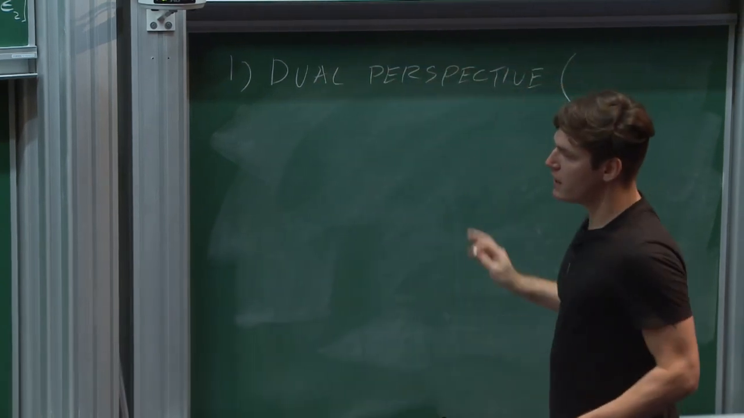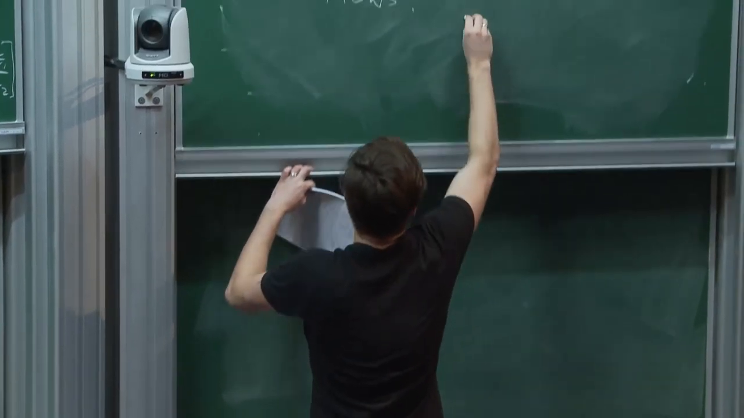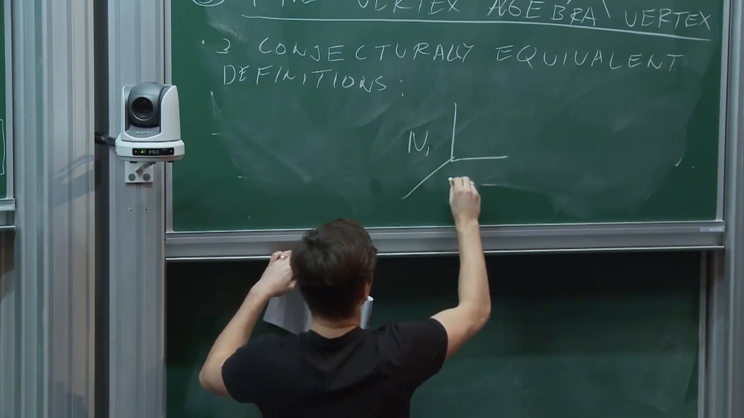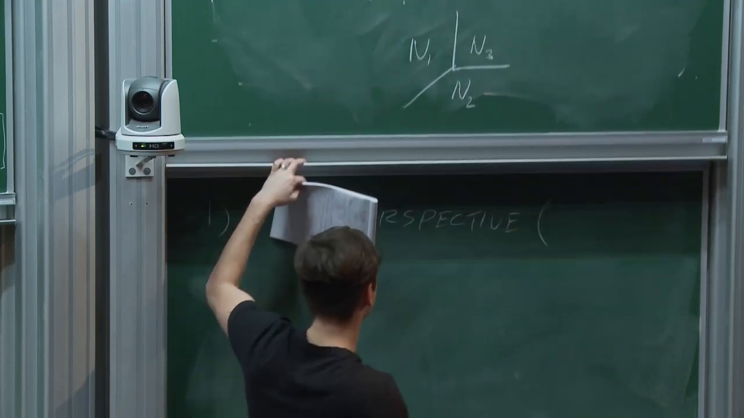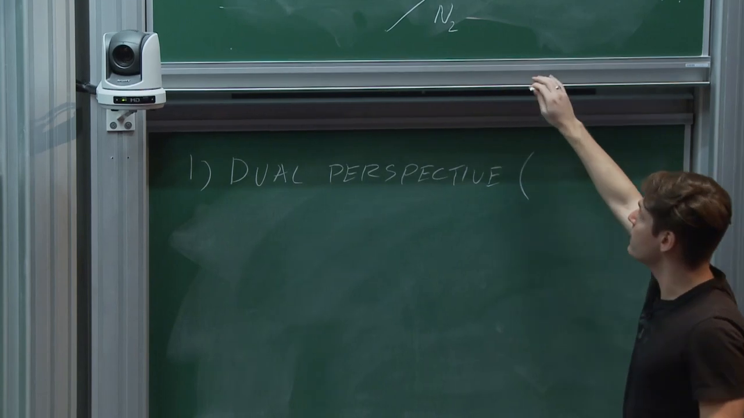Now I can be actually slightly more concrete. I'm going to tell you what is the vertex operator algebra associated to this diagram. From the dual perspective, now I can be more concrete.